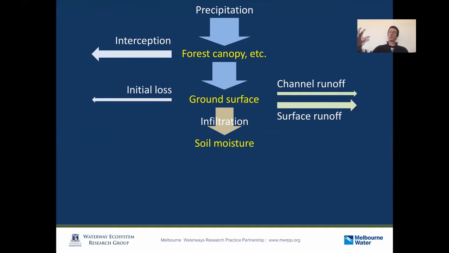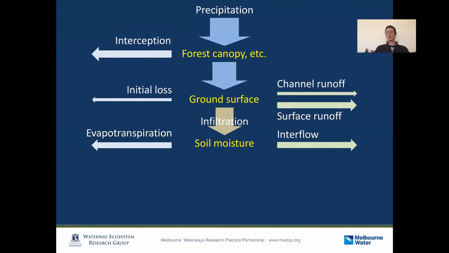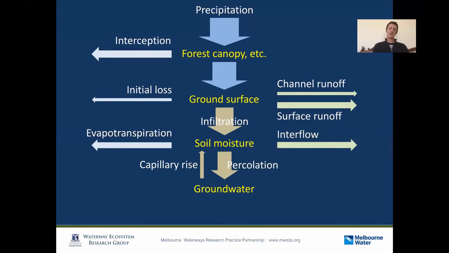Water that doesn't run off will infiltrate into the soil. Most of that will actually end up going back up as evapotranspiration through plants or just through the soil surface. Some of it will form what's called interflow, where it's travelling at a shallow depth across the land surface, sort of at the bottom of the A horizon, and travelling down towards the waterway. And then some of that water will make it all the way through to the deep water table. Some of that might come back up as capillary rise as well.